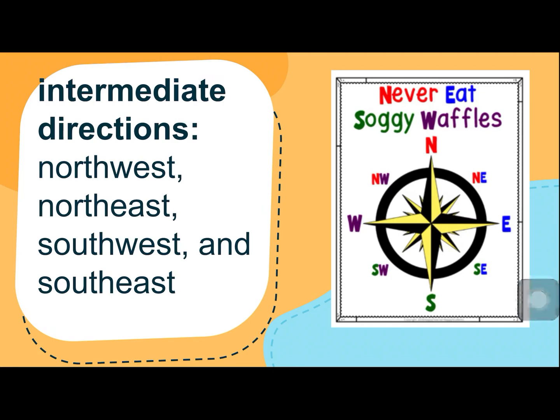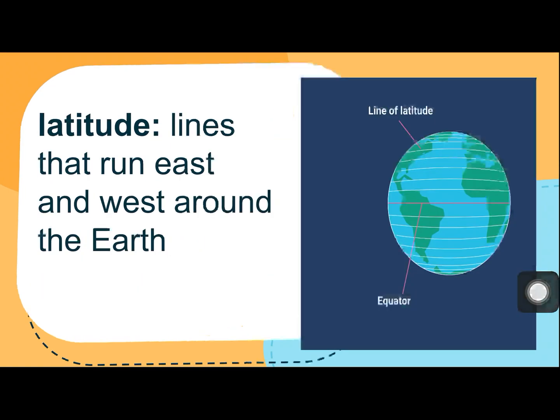You want to pause the video and take a look at this compass a little more. That might be helpful for you in understanding these directions, because we really will need to know north, east, south, and west before moving on to our other vocabulary words. So remember north, east, south, west. Never eat soggy waffles. All right. That is so important when we go to look into our latitude lines.